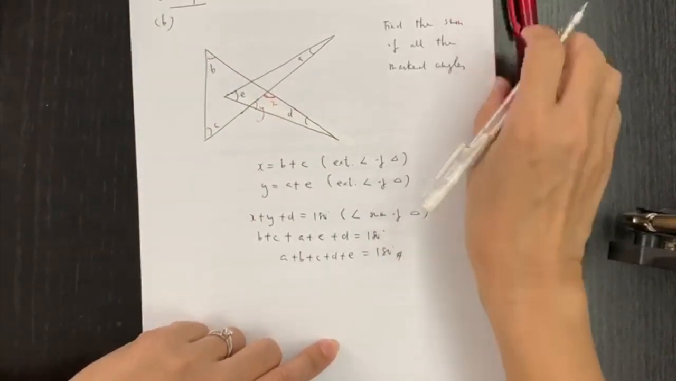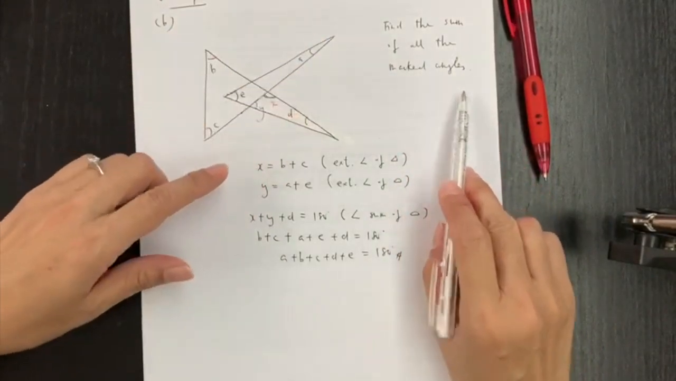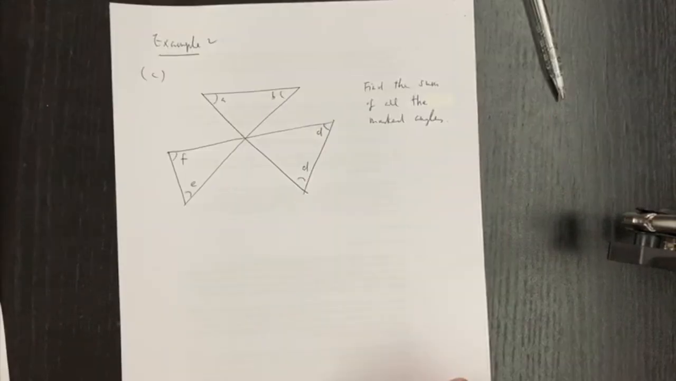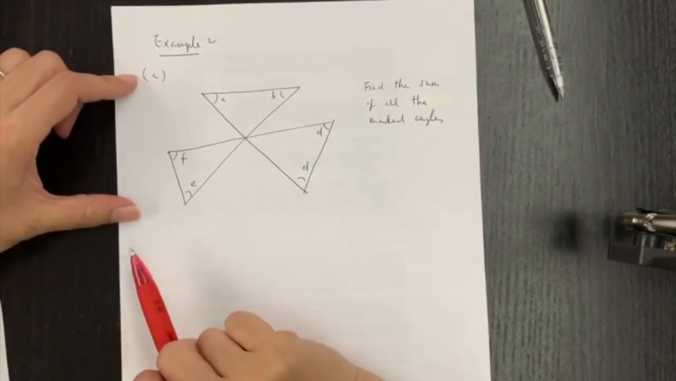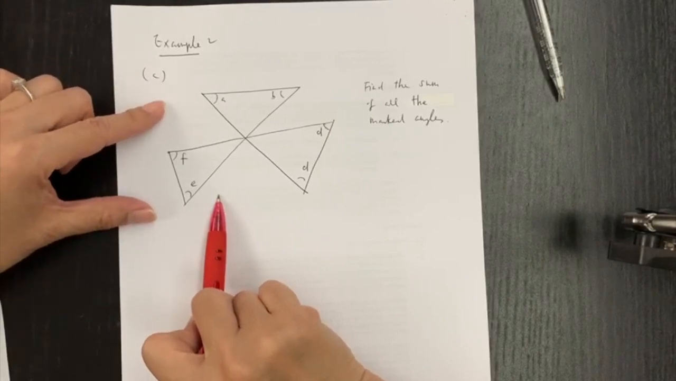180. Okay, this is it. This is how we find the sum of all marked angles using exterior angle. All right. Okay, so again, you can draw this diagram. This one is quite complicated in your classwork as part of your notes.